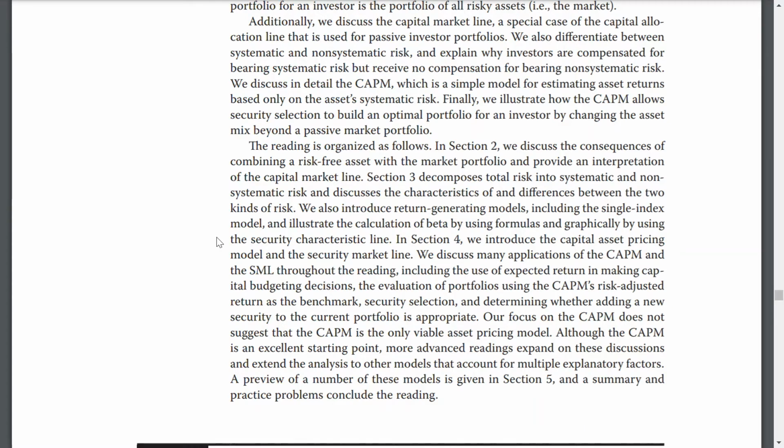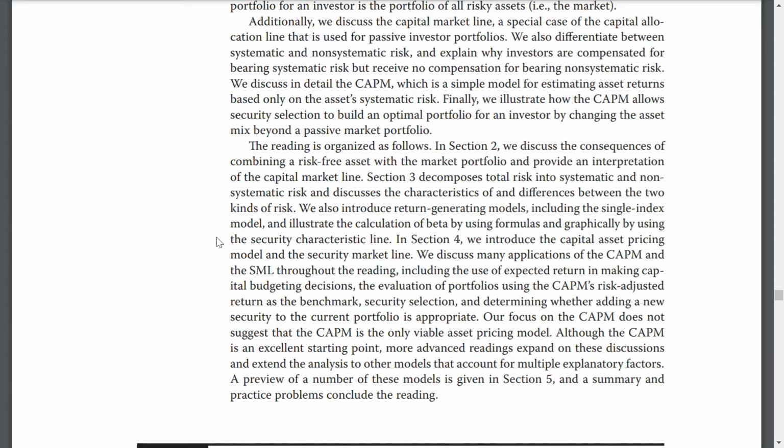In section 4, we introduce the capital asset pricing model and the security market line. We discuss many applications of the CAPM and SML throughout the reading, including the use of expected returns in capital budgeting decisions, evaluation of portfolios using the CAPM risk-adjusted returns as the benchmark, security selection, and determining whether adding a new security to the current portfolio is appropriate.